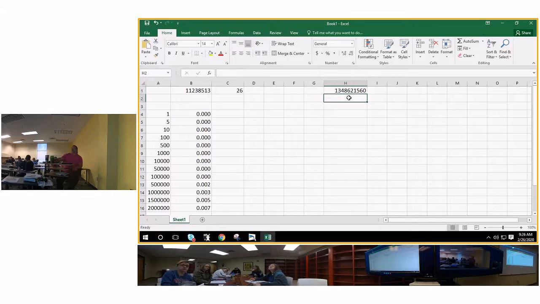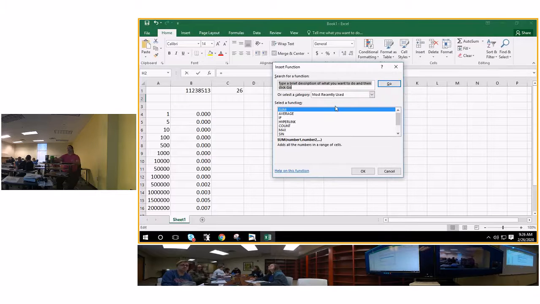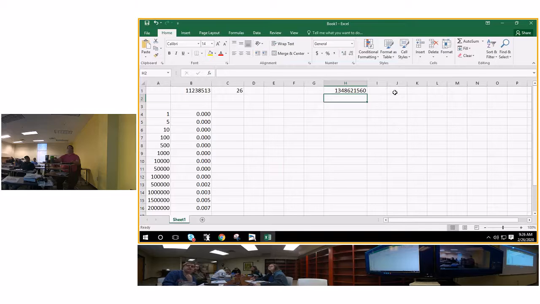I think you can do factorial. Let me look it up right quick. F-A-C-T. I don't see it. I think that may be it right there. But I don't know. Let's see what. Yeah, that returns the factorial.